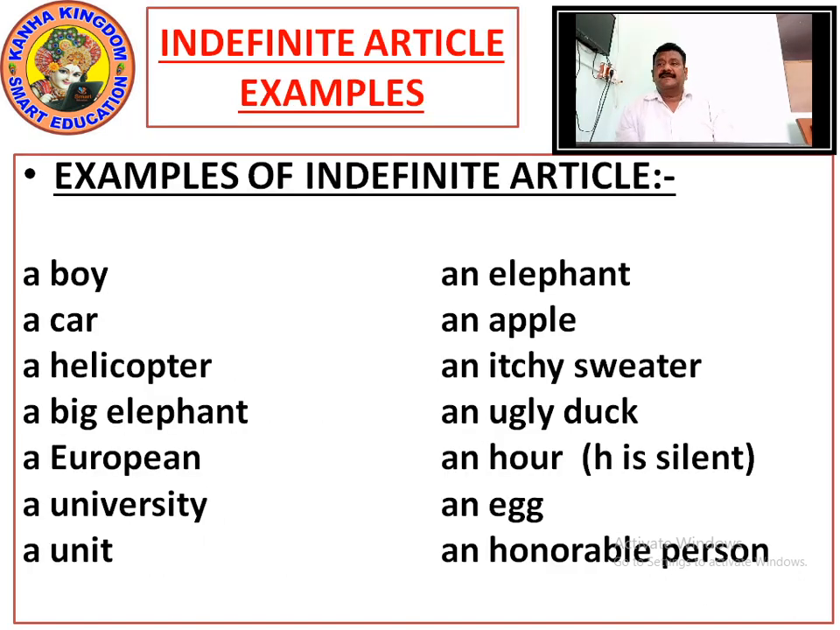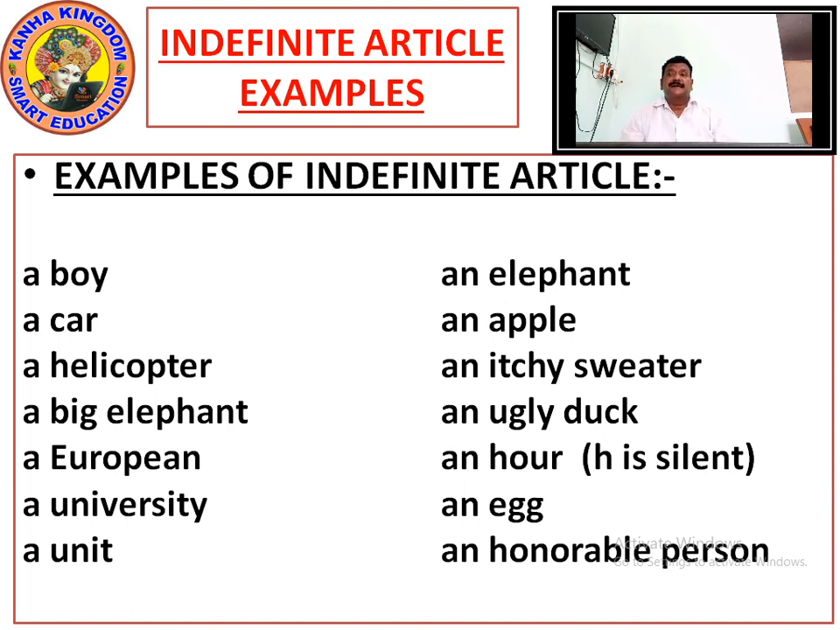Now let's see the list of indefinite article examples. There's a list. I will read it out. You need to write it down. Examples of indefinite articles: a boy, an apple, a car, a helicopter, an elephant, a big elephant, an itchy sweater, an ugly duck, a European, a university, a unit, an hour, an honor.